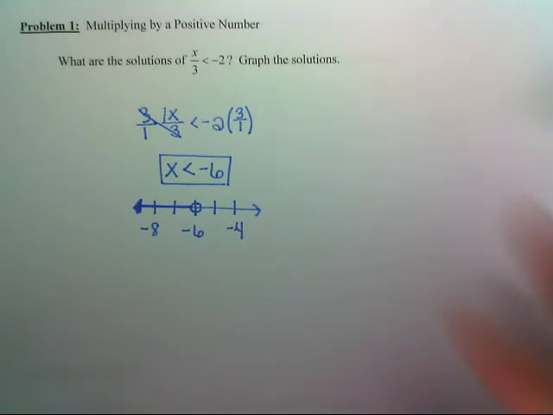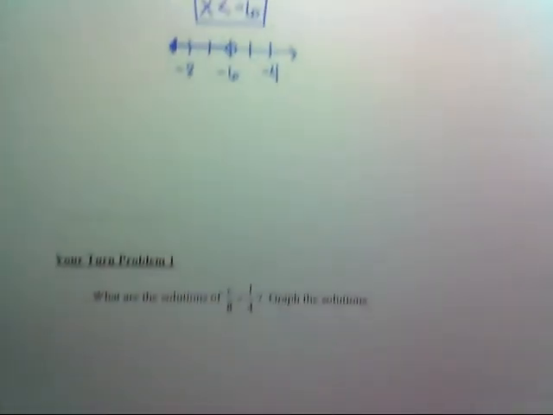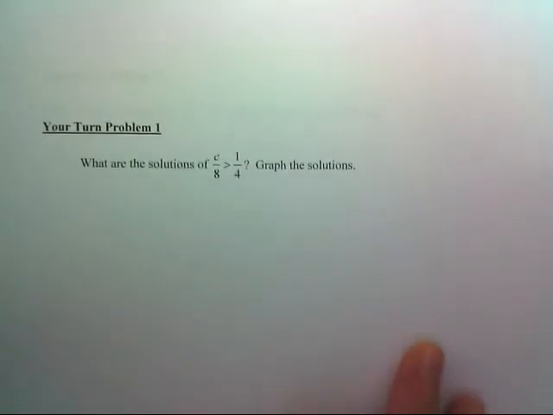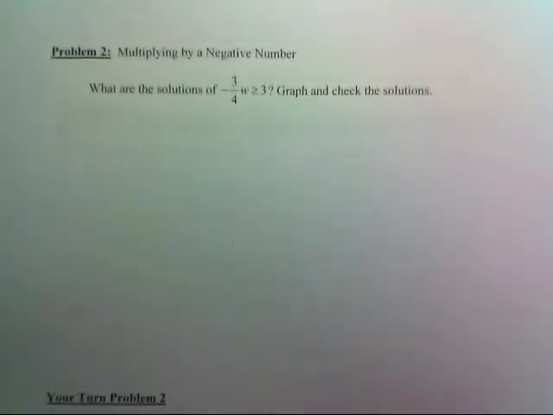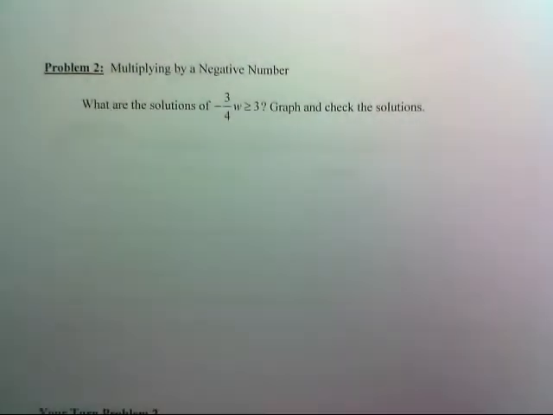All right, so multiplying by a positive number. I would like for you to take a minute and do this your turn question. Pause the video, copy this down, and solve this inequality for C, and make sure that you graph the solutions. All right, so we have multiplied by a positive number, so now let's look at multiplying by a negative number.